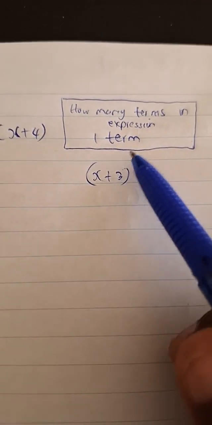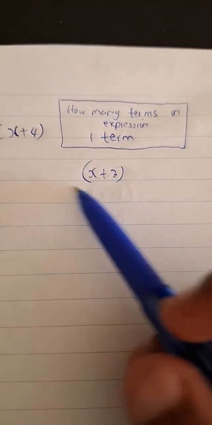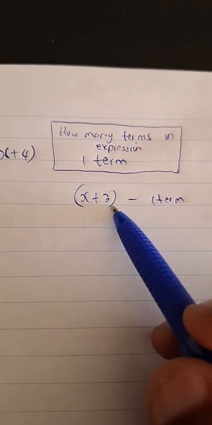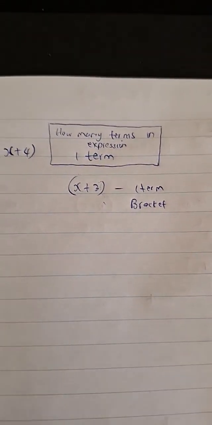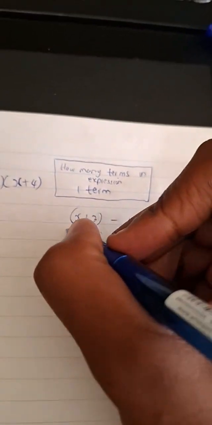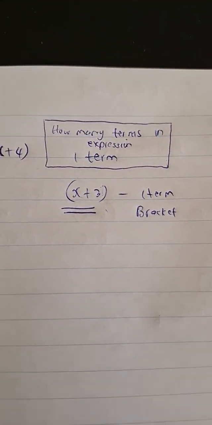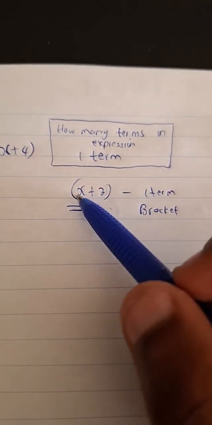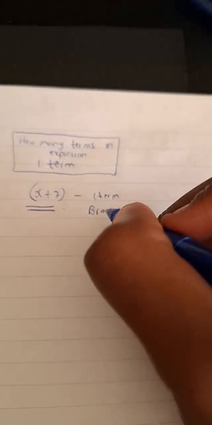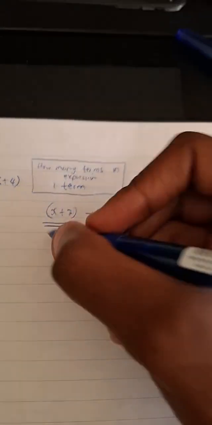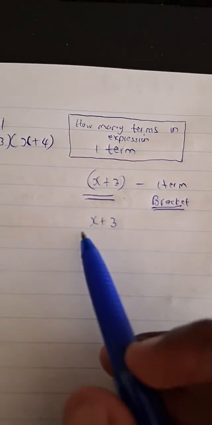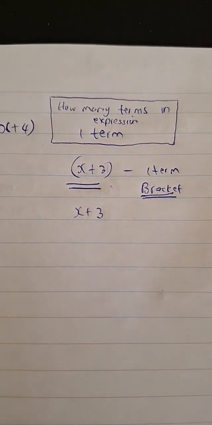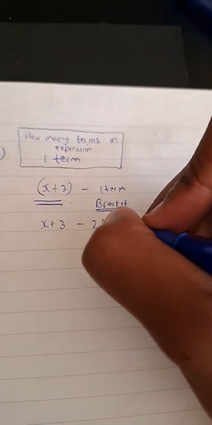So if I say x plus 3 and I put it in brackets, I ask you how many terms there are here, then we all know that there is 1 term here. Why do we say 1 term? It's because of the bracket. Sir, you said earlier on that a bracket will combine and make this 1 term. Guys, this is 1 term. Please, please, please. Because of the bracket around x plus 3, this is 1 term. Why? The bracket makes it so.